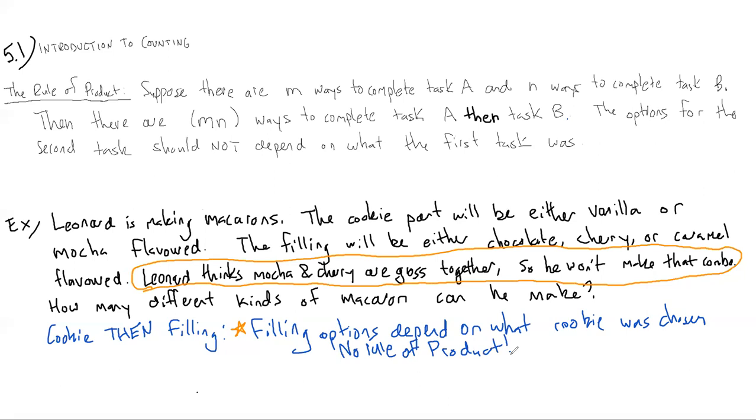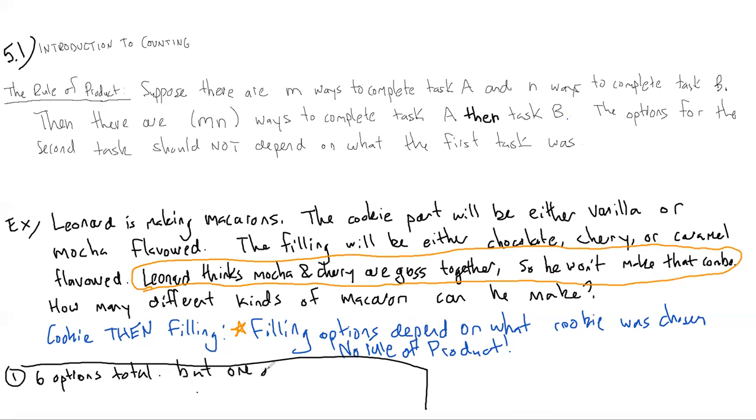So what I could do this a couple of different ways. I could either just find all the options and then subtract the bad one. So we could do that. That would be one way of solving this. So there's 6 options total, which we already knew from before, but one gets rejected. So 6 minus 1 is 5. Or we can revert back to that rule of sum. So, or what we could do is break it into vanilla or mocha.